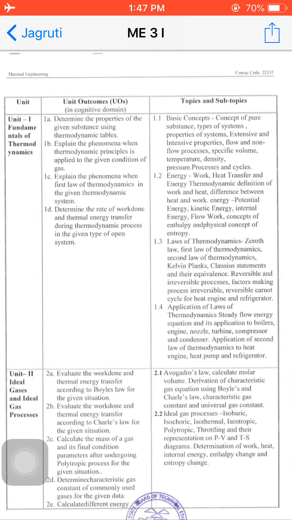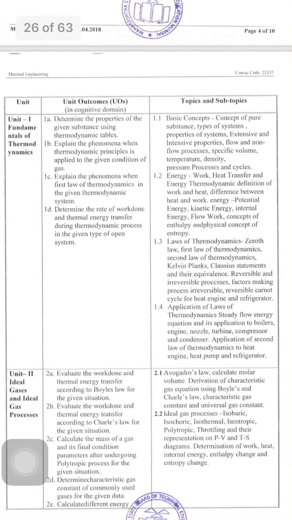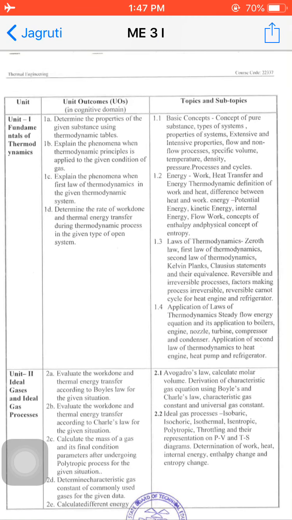First topic in this unit is basic concept. In basic concept, we have to learn the concept of the pure substance, types of system, properties of that system, where there are three types of systems, which are open system, closed system, and the isolated system. After that, we have to study the various properties of the system.